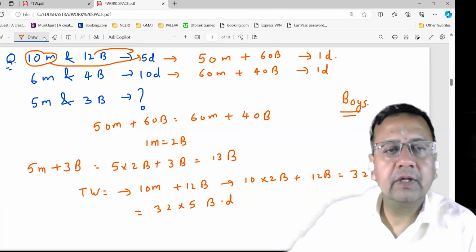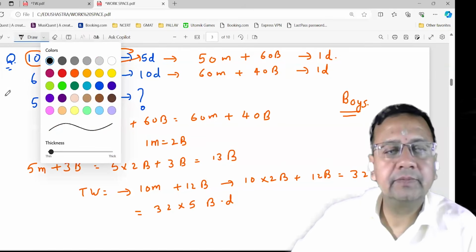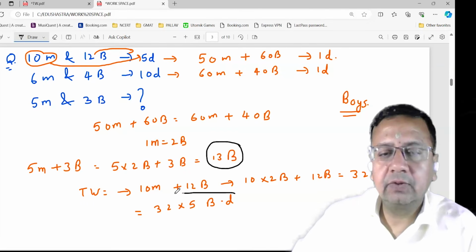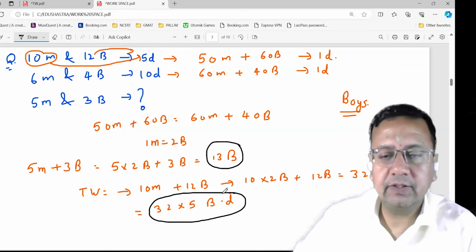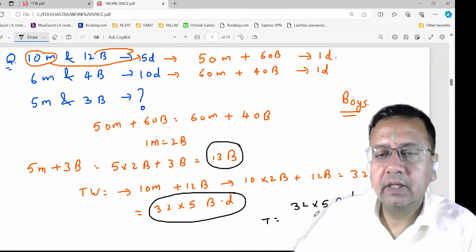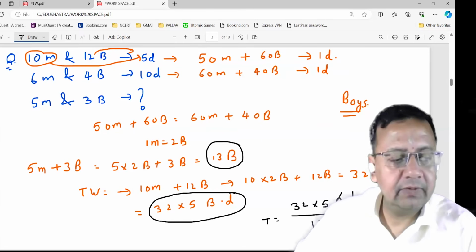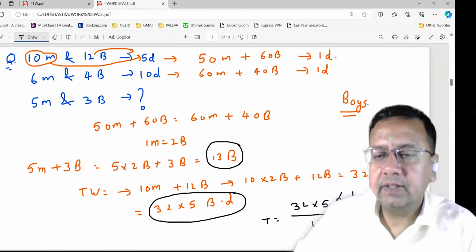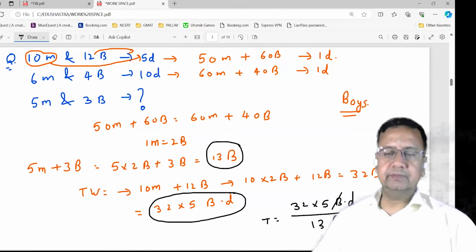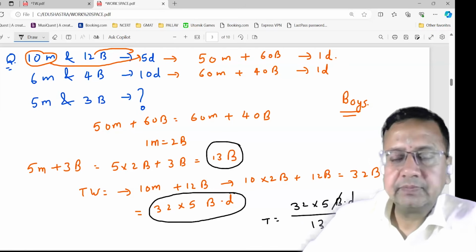Done? So here, this is the total number of persons who will finish the work, and this is the total amount of work which is to be finished. So what is the time required? That is 32 into 5 boys-days divided by 13 boys. Boys and boys cancel, and 32 into 5 is 160, divided by 13 days. You got this?